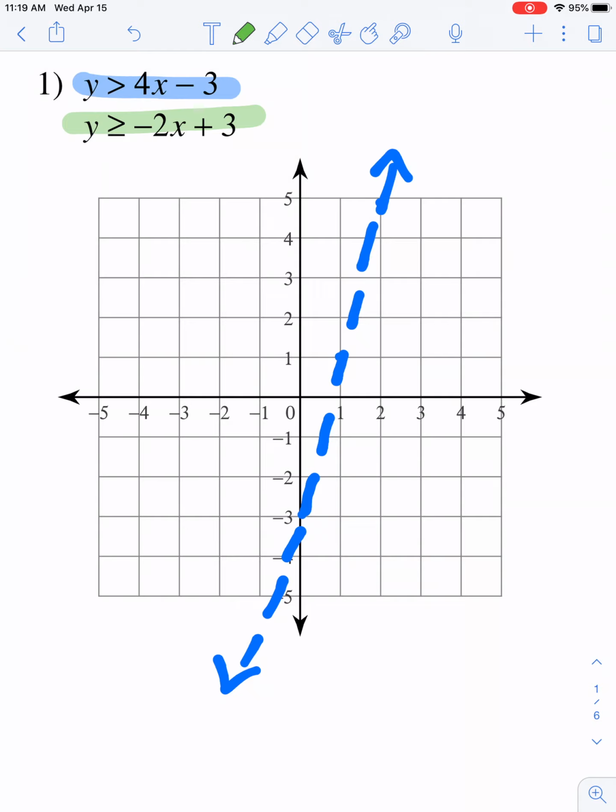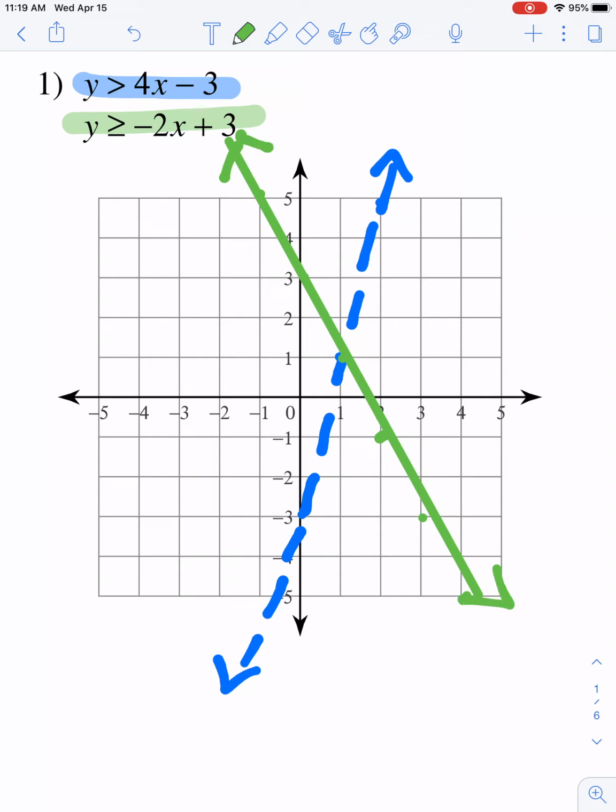And then I'm going to plot the second one. So I'm going to start at +3, and then this slope's negative, so I'm going to go down 1 to the right from that starting point. Okay, and I'm going to connect those. That being a solid line.